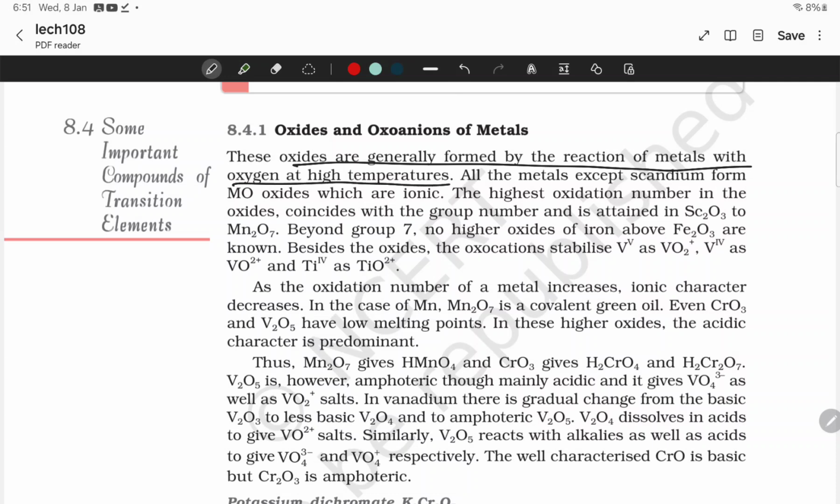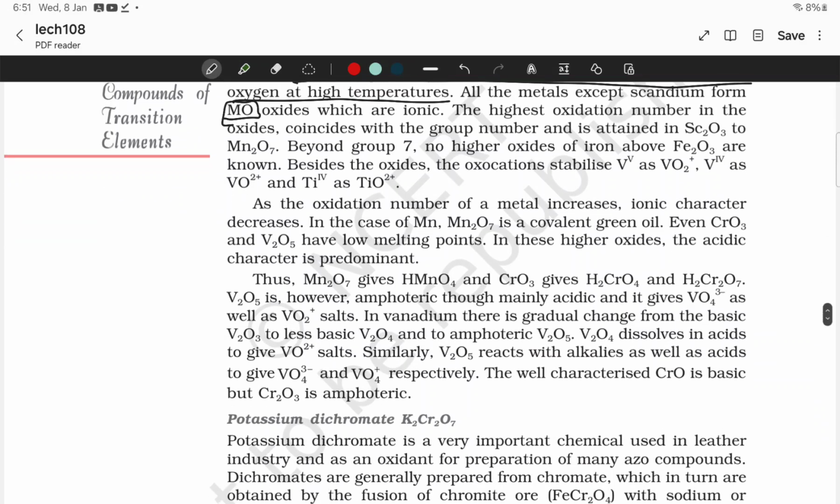All the metals except scandium form MO oxides which are ionic. The highest oxidation number in the oxides coincides with the group number and is attained in Sc2O3 to Mn2O7. Beyond group 7, no higher oxidation states of iron above Fe2O3 are known. Besides the oxides, the oxocations are also given. Okay.